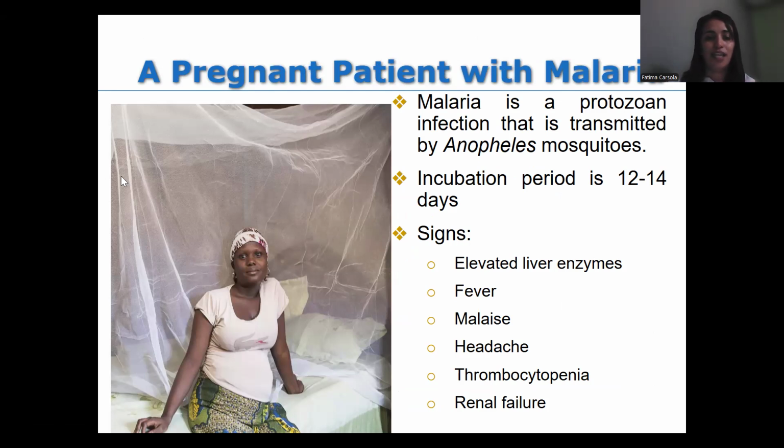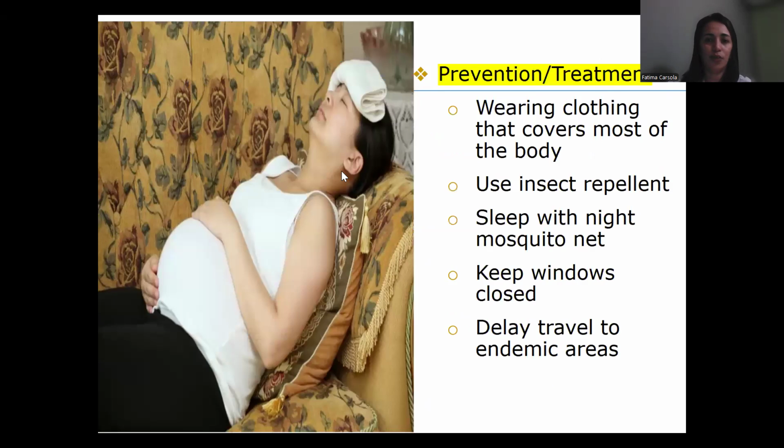So what could be the signs? You would not know that you have malaria until there are elevated liver enzymes, both your AST and ALT, okay? And then you have fever, body malaise, headache, thrombocytopenia or lower platelets, and then finally, what will increase the morbidity and mortality of the mother and the child is the presence of renal failure. So what will you do?